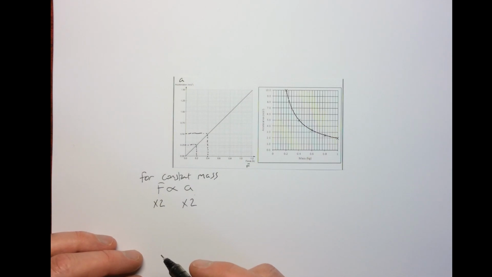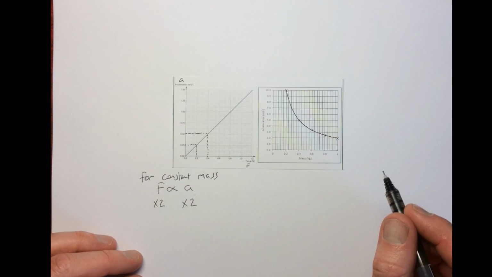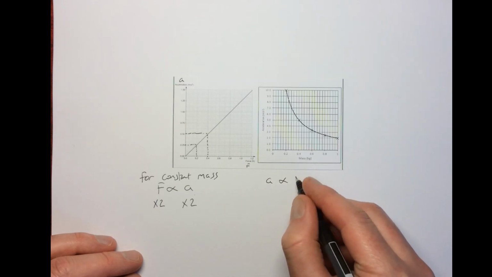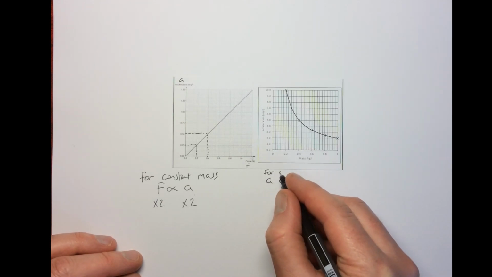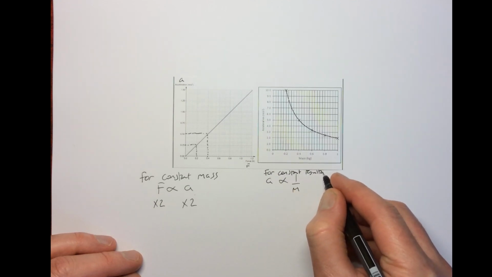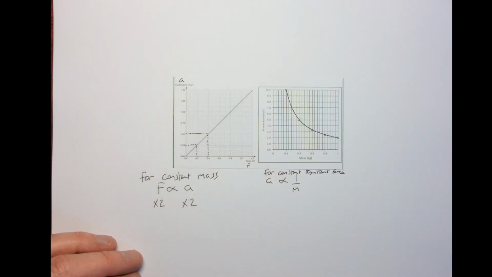Whenever you have a graph that is a straight line through the origin, it tells you that the two different variables on the x and y axis are directly proportional. Remember, we also said that acceleration is inversely proportional to mass, okay, and this is for a constant resultant force. Okay, provided the resultant force remains the same, acceleration is inversely proportional to mass.